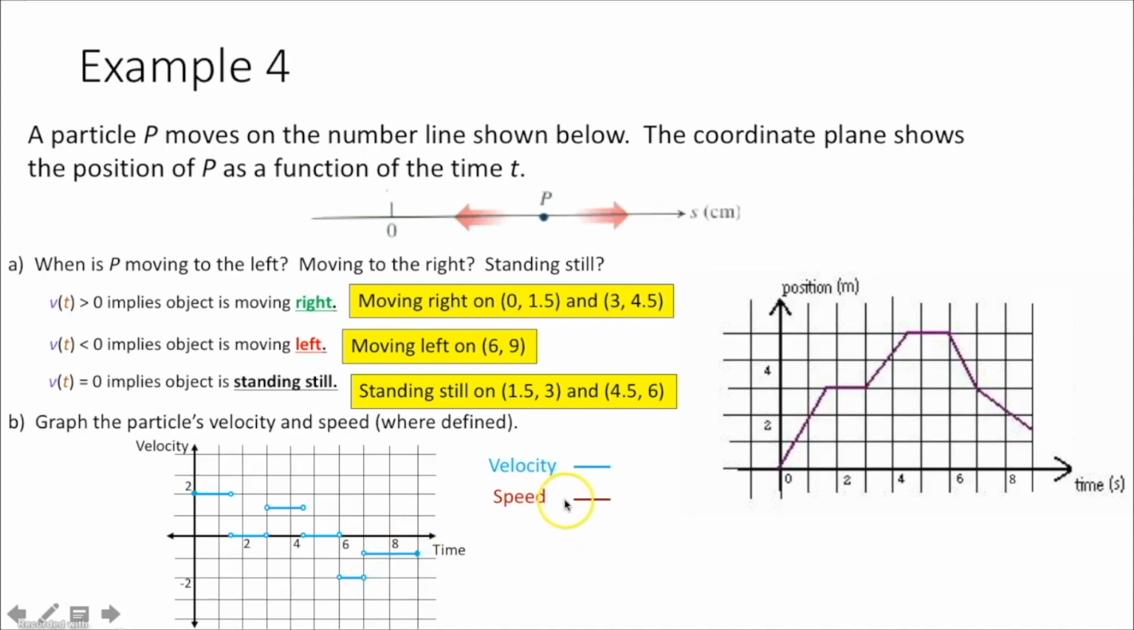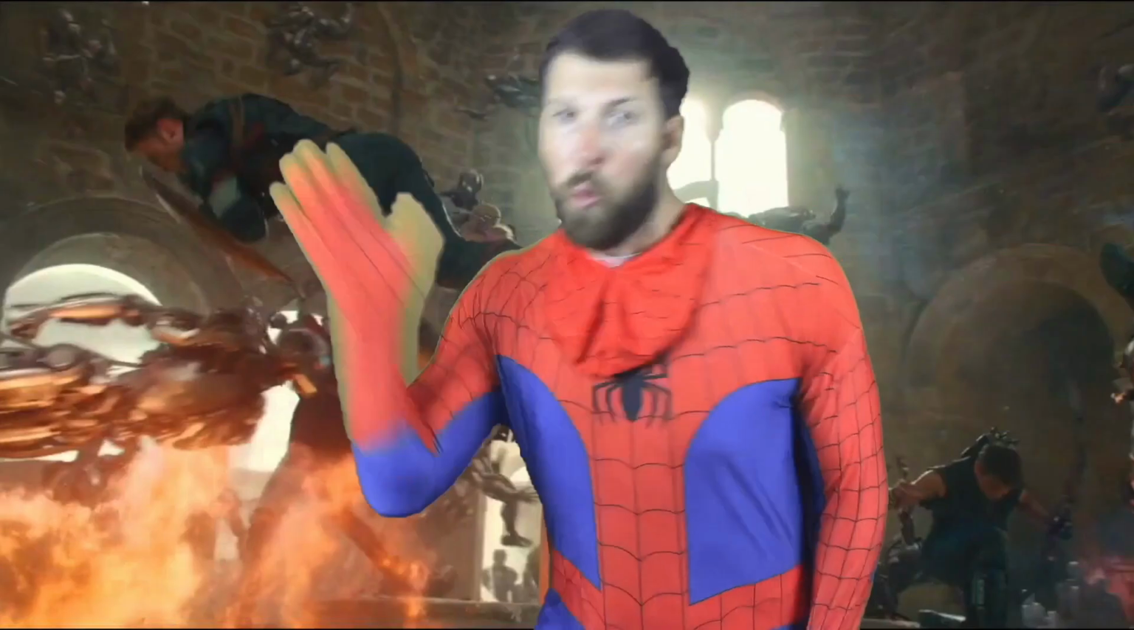Now, if we want to do speed, remember speed is just the absolute value of velocity. So if your velocity is positive, then your speed is going to be the exact same thing. If it's 0, it's going to be the same thing. But if your velocity is negative, your speed is going to be the absolute value of that. So instead of being negative 2, it's actually going to be positive 2 from 6 to 7. Instead of being negative 0.8 or something, it's going to be positive 0.8 or something. That's how speed works, okay? Remember, it's the absolute value of velocity.